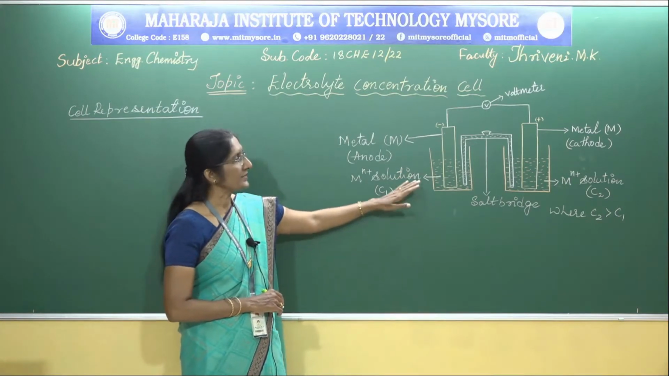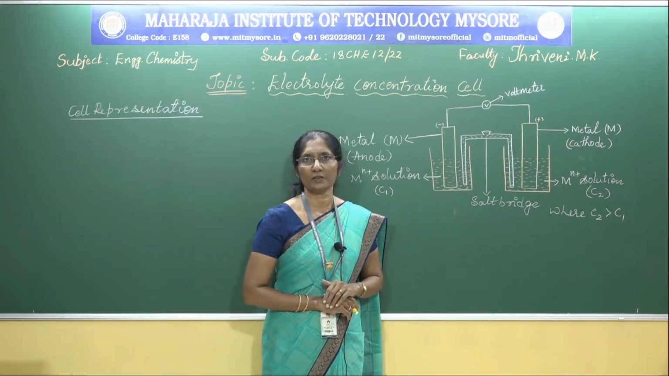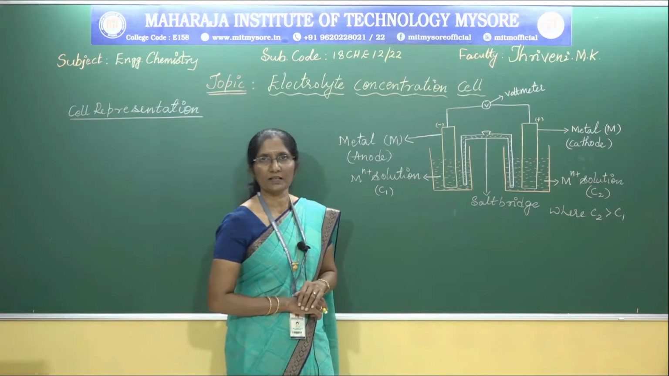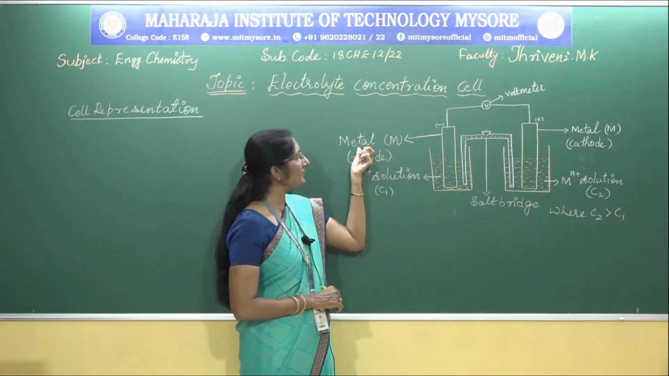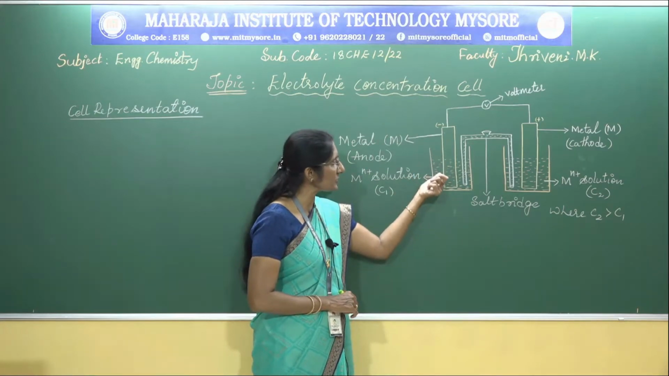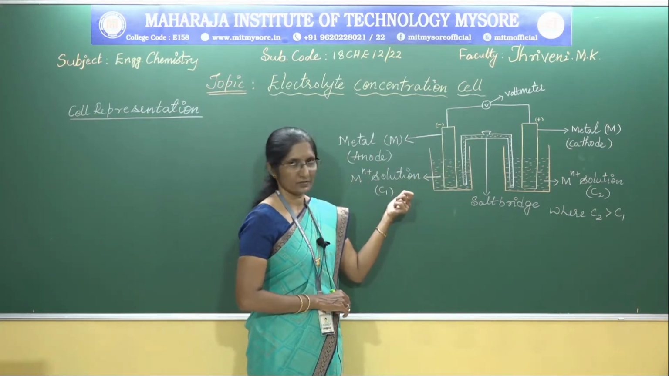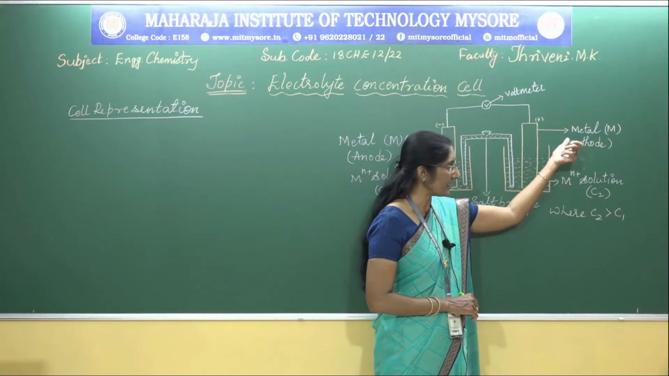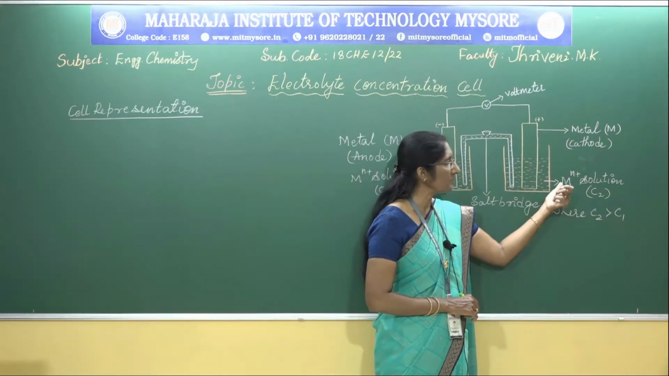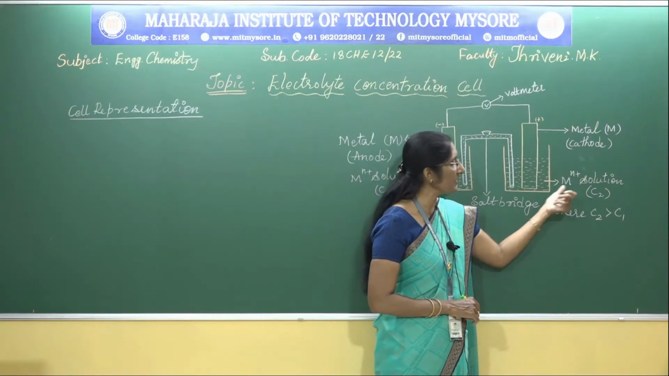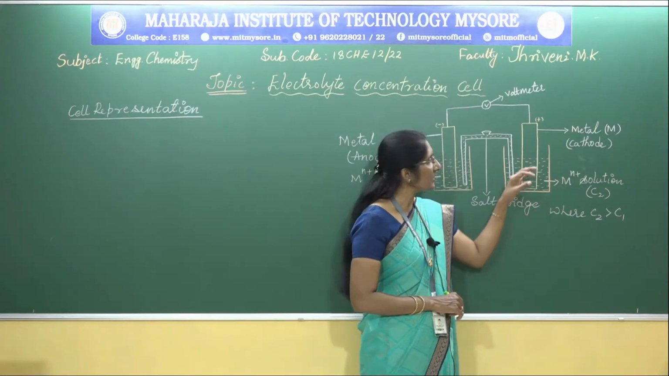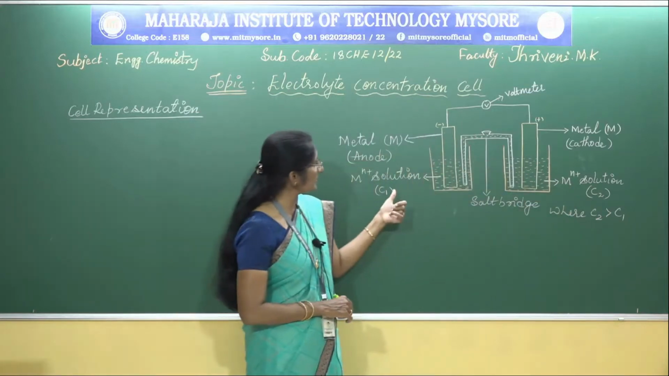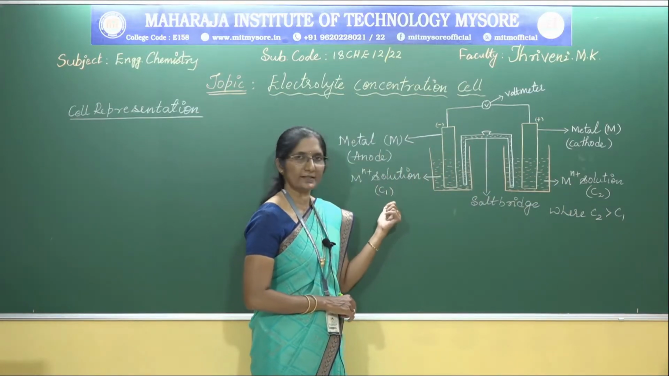Observe this diagram. This is the general representation of an electrolyte concentration cell. The metal, here considered as M, is in contact with the solution of its own ions, that is Mn+ solution. In another compartment, the metal M is again in contact with its own Mn+ solution. Let us assume that the concentration of metal ions at the cathode is C2 molar and the concentration of metal ions at the anode compartment is C1.